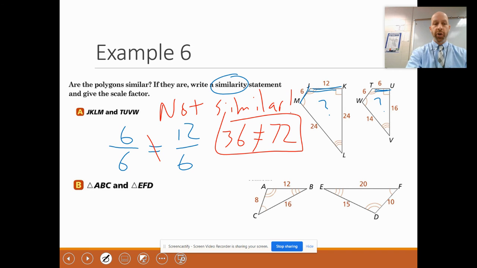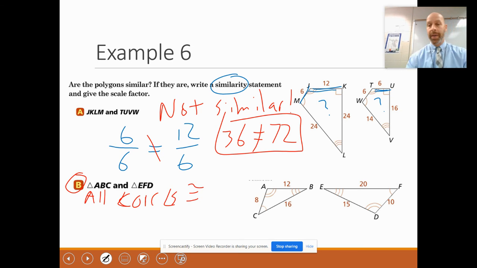Let's go ahead and check B now. So do we have corresponding angles? Yes. Now be careful. On this one, it's a little bit different. We've got things kind of flipped upside down. You see how angle A goes with angle D and angle C goes with angle F? So let's write that down. All corresponding angles are congruent.